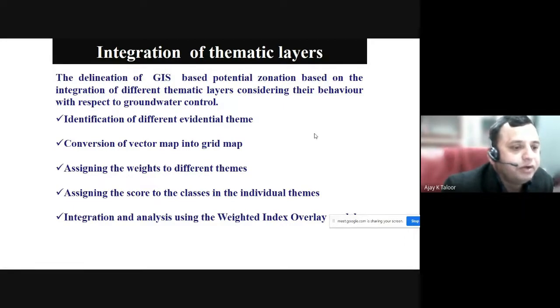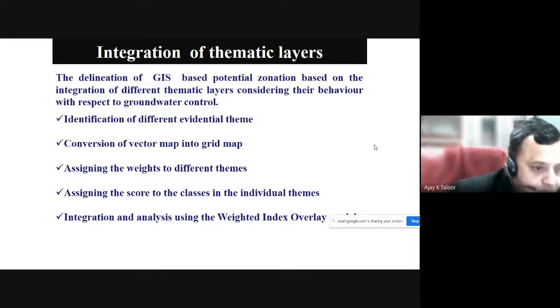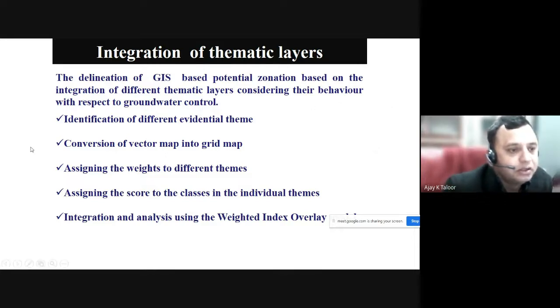So we made identification of different evidential themes, conversion of all these vector maps into raster maps, which are known as grid maps, then assigning weightage to different thematic maps. All these layers have been weighted in a proper manner, right from 0 to 10. Based on their application to groundwater for the particular themes, we have scored them. Then, assigning a score to each individual class, we integrated them using the weighted index overlay method. Based on this method in GIS, we have overlaid all these layers.